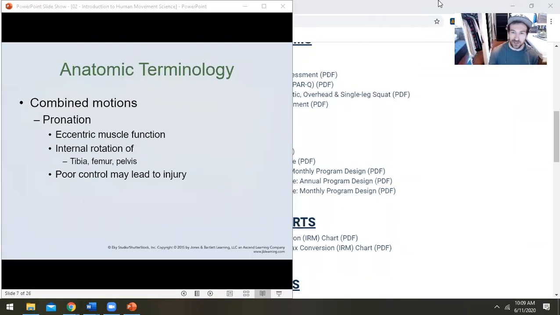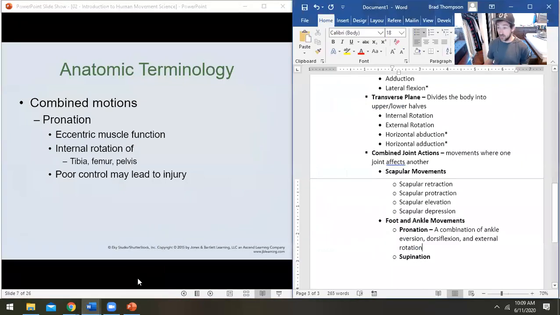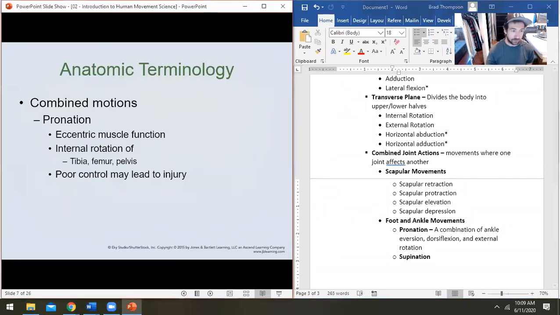So that's why we're spending a little more time on pronation and supination here. These are things that happen in athletics all the time, right? Poor control can lead to injury. So we see the internal rotation. When we see all of that external stuff happening in the ankle, the tibia, the femur and the pelvis all start to compensate in the opposite direction to get you back to neutral.